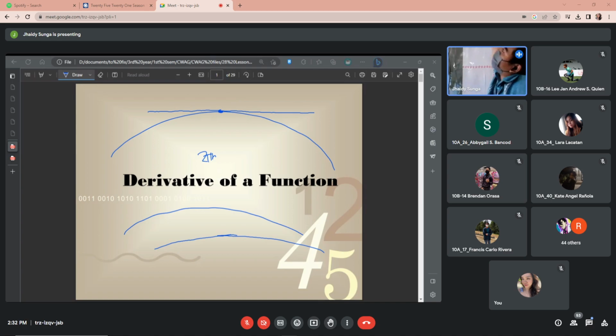Hexagon. After hexagon, heptagon. After heptagon, what? Octagon. Next. Nonagon. Next. Decagon. Next. Hendecagon, and so on. 25th gon, 26th gon, up until 100. Up until, if you're going to look for the infinite number of sides, it will turn up to pi.